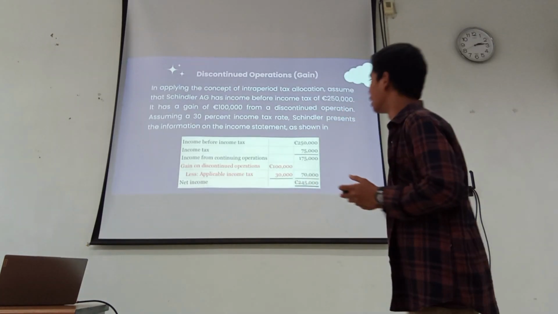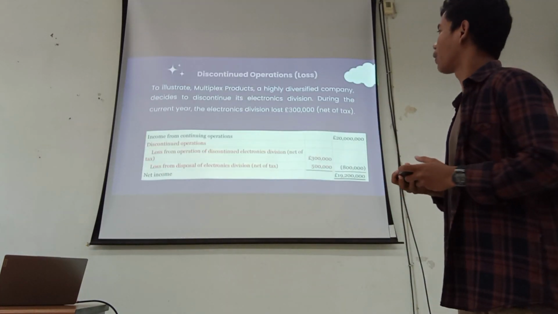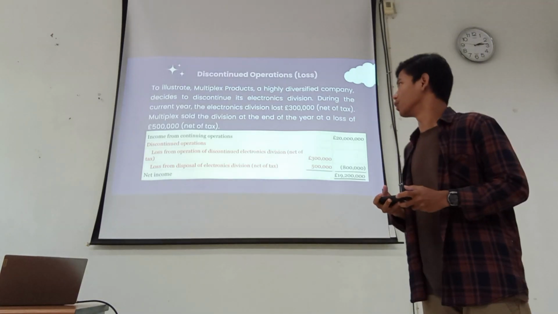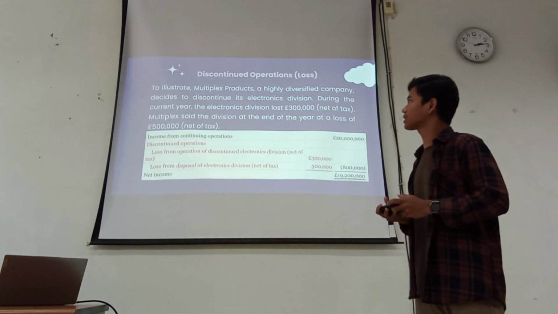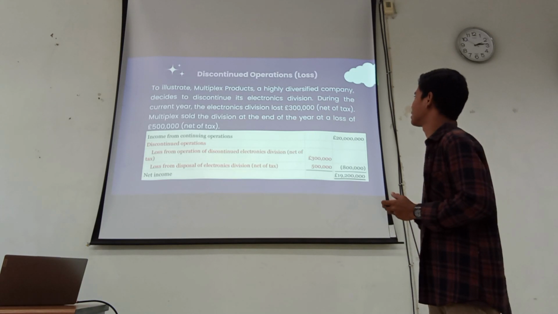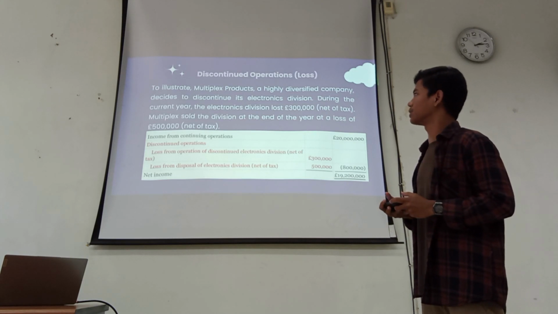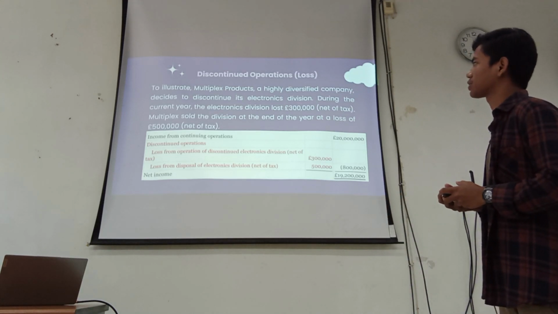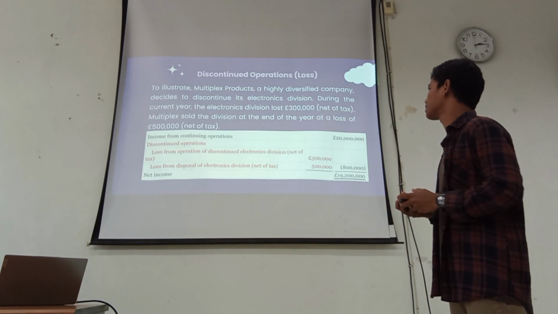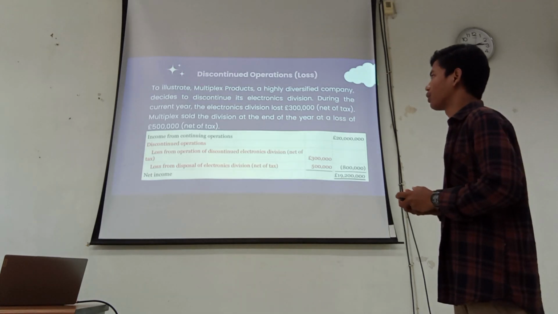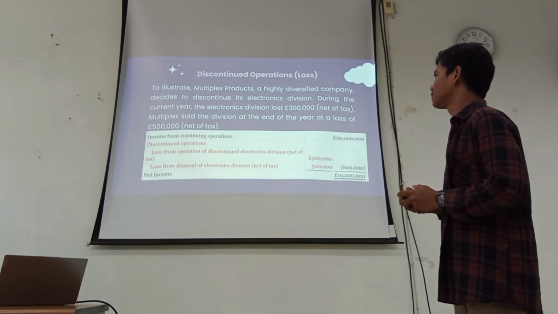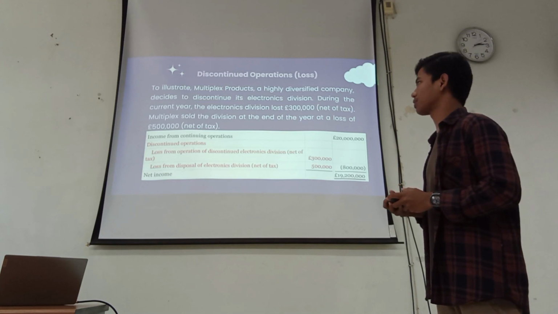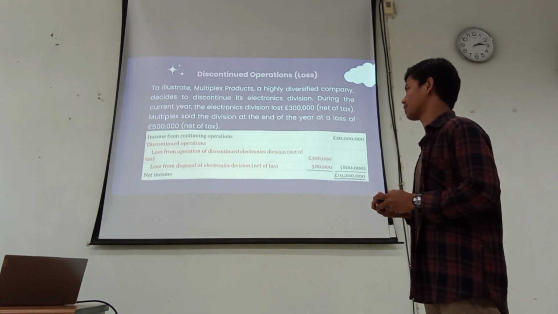And the next is discontinued operation if it's a loss. To illustrate, Multiplex Products, a highly diversified company, decides to discontinue its electronics division. During the current year, the electronics division lost 300,000 euro net of tax. Multiplex sold the division at the end of the year at a loss of 500,000 euro net of tax.